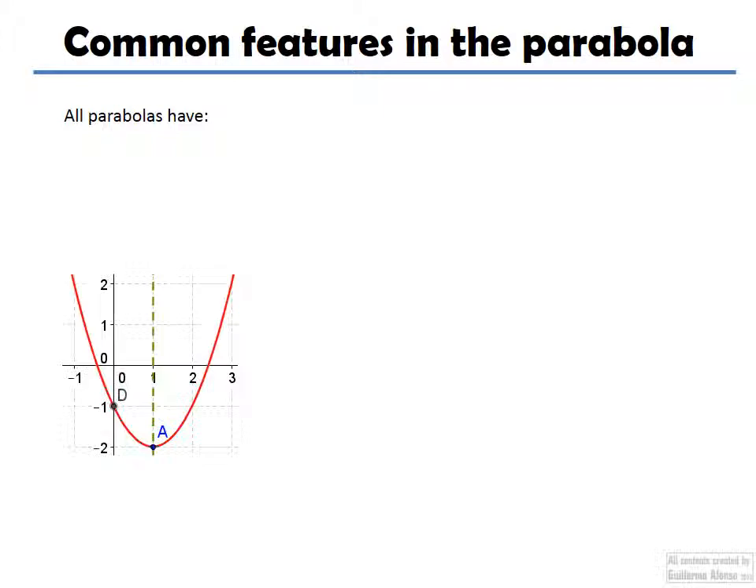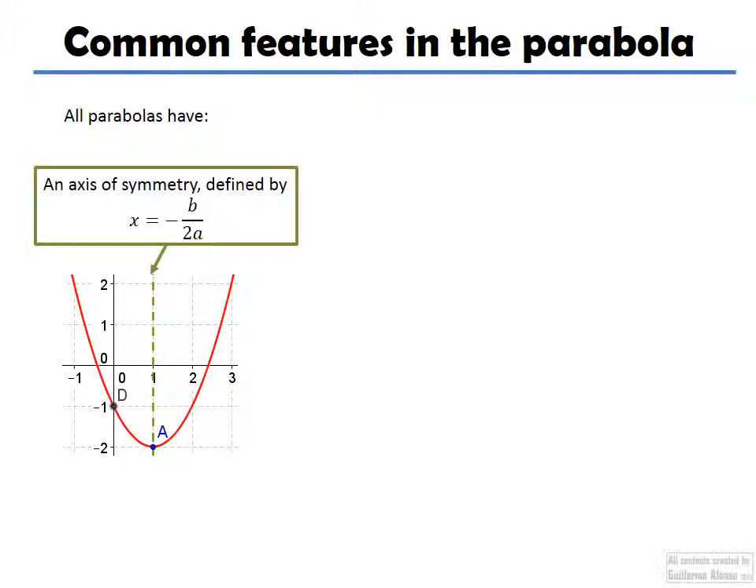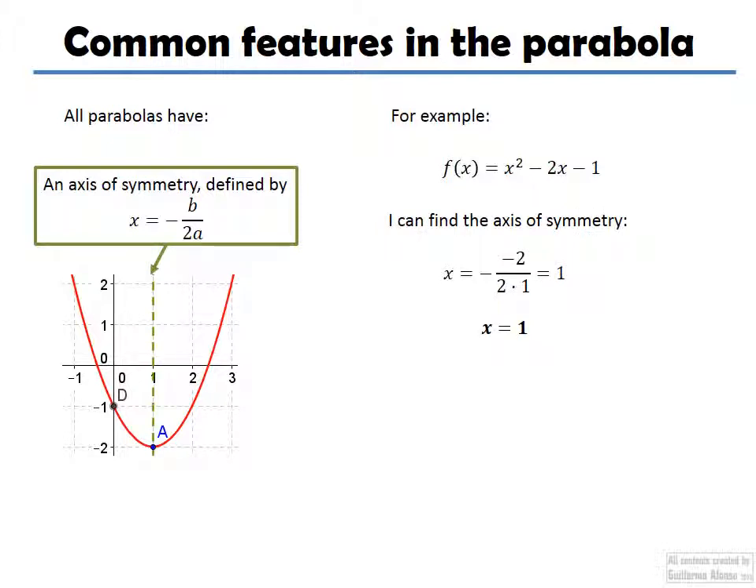So all parabolas will have, look at this one carefully, an axis of symmetry. They'll have an axis in which we can actually fold the parabola and we could see it on the other side. We can calculate the axis of symmetry by taking again my a, b, and c parameters and just doing minus b divided by 2a. So for example, if I have this parabola here, I can find the axis of symmetry. It'll be minus, minus 2 divided by 2 times 1, and hence I get 1. So x equals 1 is the axis of symmetry. Here's x equals 1, the green line here.